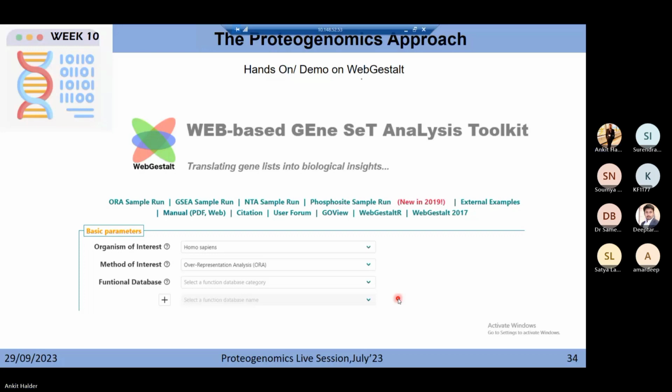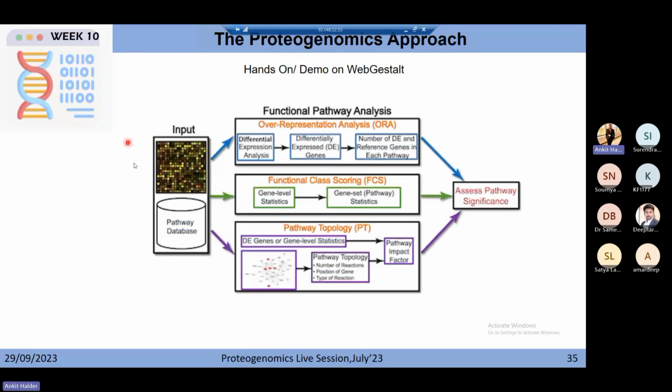help for the patients. Here, one of the tools is WebGestalt, a web-based tool on which you all can perform the analysis. It is a web-based gene set analysis toolkit, which helps you translate your gene list into biological insights. Before going into that, here is the input, when you provide your input gene sets and use the pathway database.